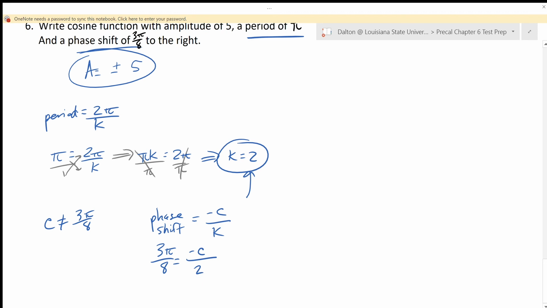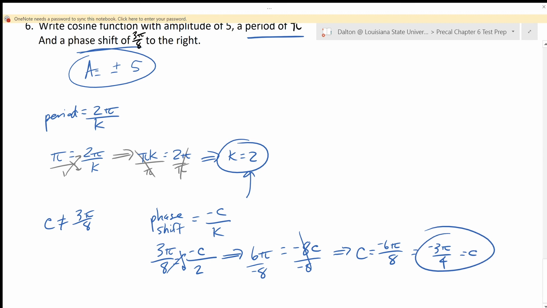And then if I cross multiply again, I can solve for c. So 3 pi times 2 is 6 pi equals 8 times negative c is negative 8c. And then if I divide both sides by negative 8, then that gives me c is equal to negative 6 pi over 8, which should reduce to negative 3 pi over 4. So this is the value for c, not 3 pi over 8.